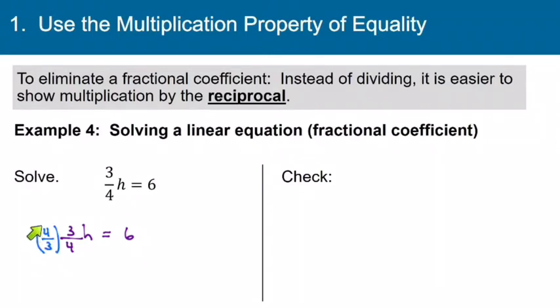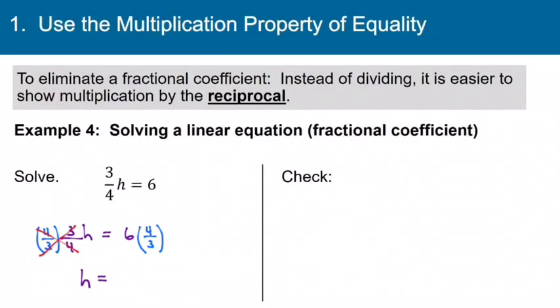So see how this is going to work? The 4's are going to cancel and the 3's are going to cancel. Okay, so I need to also do the same thing to the right side. I multiplied the left side by 4/3. I need to also multiply the right side by 4/3. So I've done the same thing to both sides. And now we need to evaluate what we have on the right side. So we have 6 times 4/3.